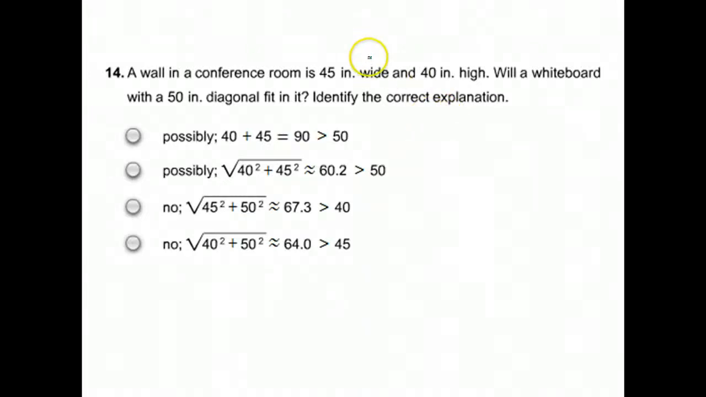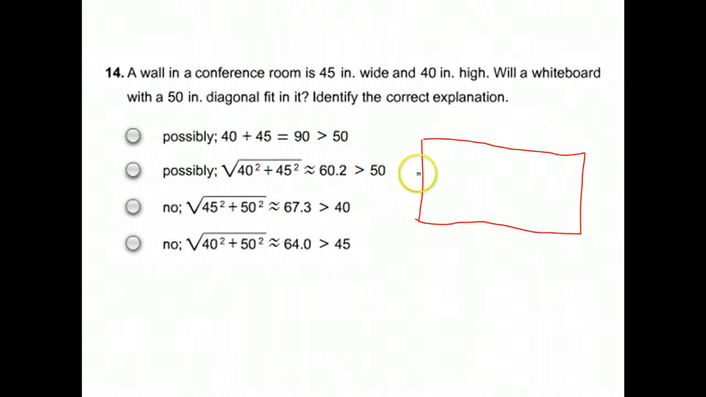All right, question number 14. A wall in a conference room is 45 inches wide by 40 inches high. Will a whiteboard with a 50-inch diagonal fit in it? So we have this, our wall. And again, it says it was 45 by 40.